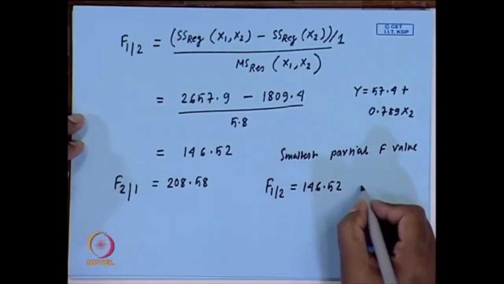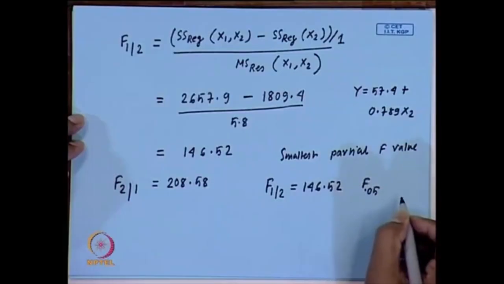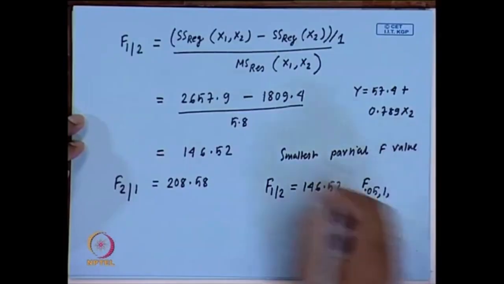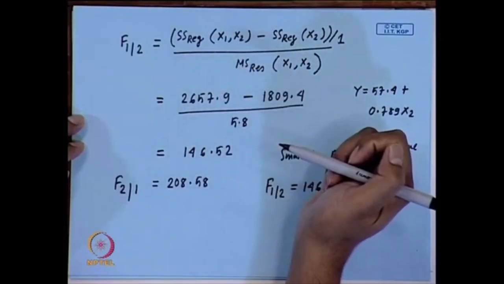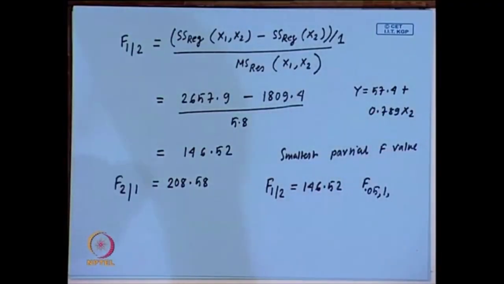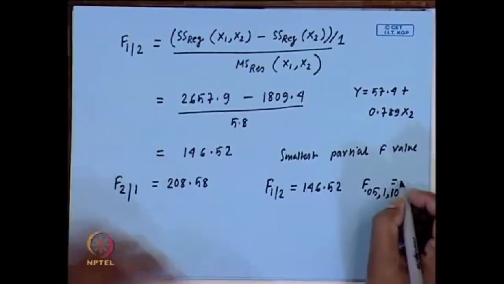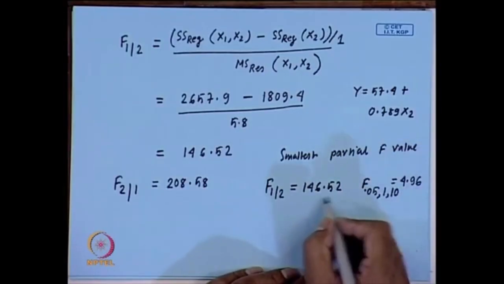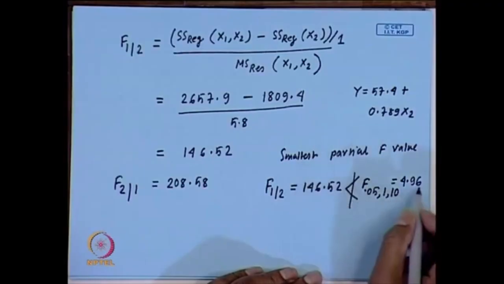and we compare this value with the tabulated value, that is F0.05 with degree of freedom 1. And if there are two regressors in the model, then the number of unknown parameters is equal to 3. So, the residual degree of freedom will be 13 minus 3, so that is 10. Okay. And this value is equal to 4.96. But this one is not smaller than this one.